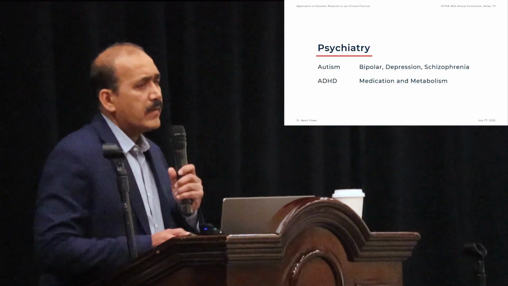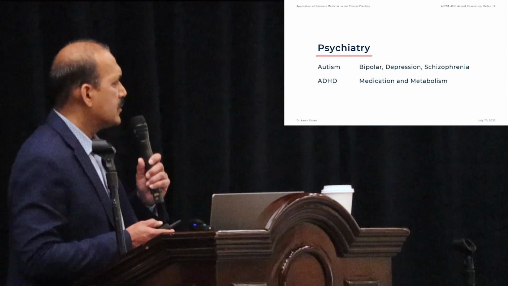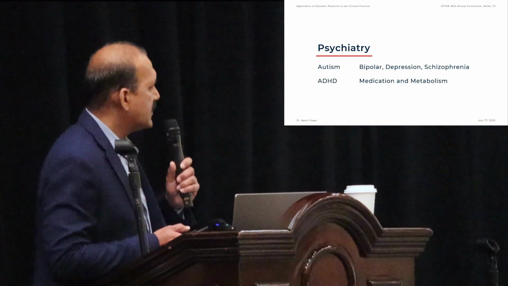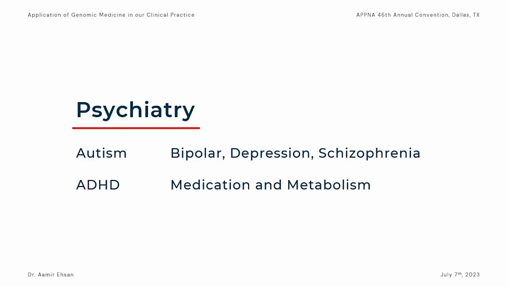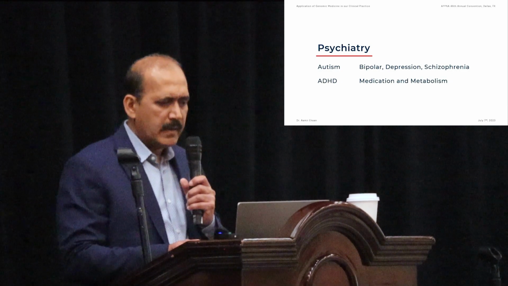Psychiatry. Now we are seeing that there are some linkages with genetic profile when it comes to common diseases like what I have listed, autism and ADHD, and so on and so forth. So there is definitely not only social, not only family history, but the genetic makeup of certain patients.